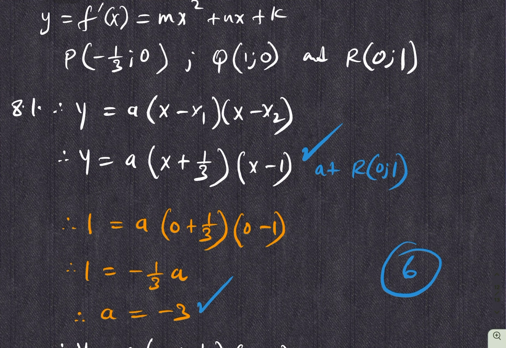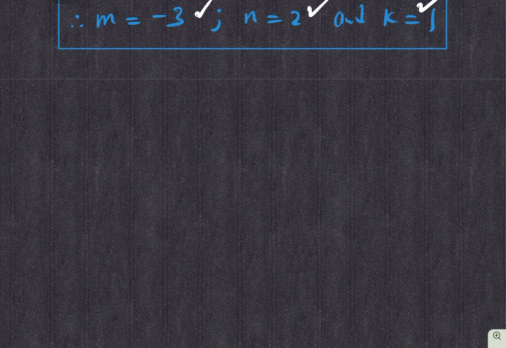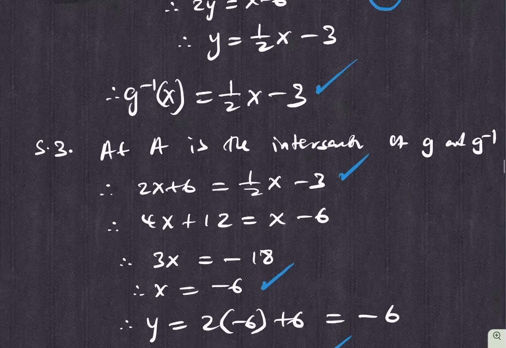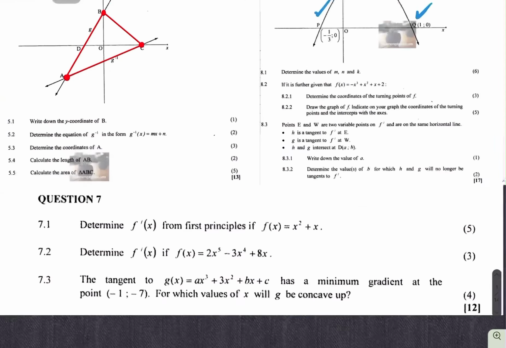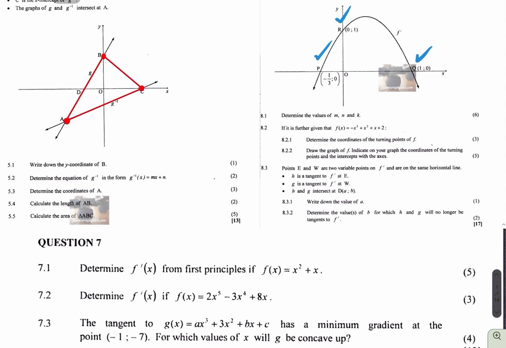So that was 8.1. The next question, what are they saying? That is 8.2. I didn't check the question. We've been doing these things. If it is further given, you're given that f, the original graph basically of this one, is negative x cubed plus x squared plus x plus 2. Determine the x coordinates of the turning points of this graph.